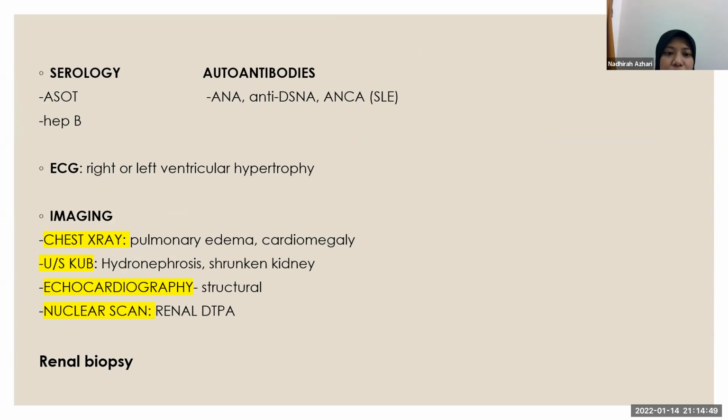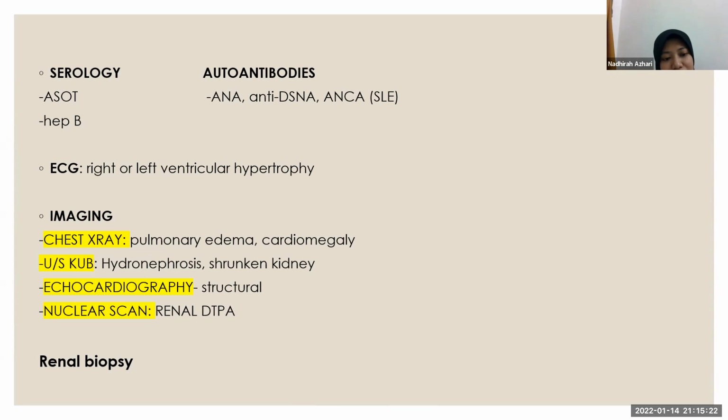we can look for autoantibodies such as ANA, anti-dsDNA, and also ANCA in case of SLE, because SLE can also cause nephritic syndrome. Okay, other than that, we can also do an ECG if we want to look for right or left ventricular hypertrophy. And as for imaging, chest X-ray, ultrasound KUB, echocardiography, and nuclear renal scan DTPA can be done if the patient is indicated.